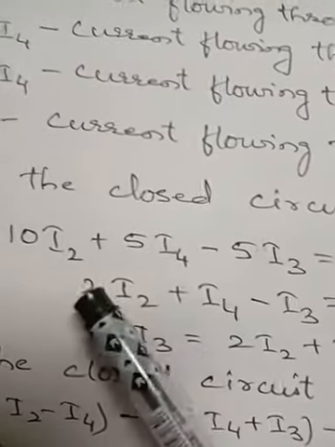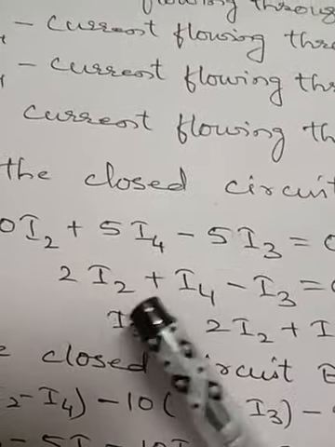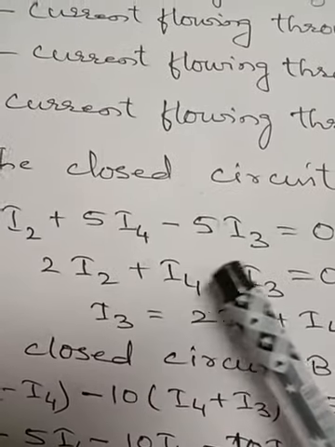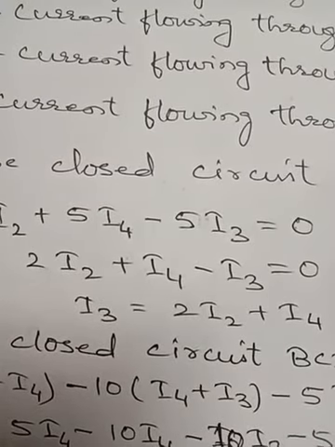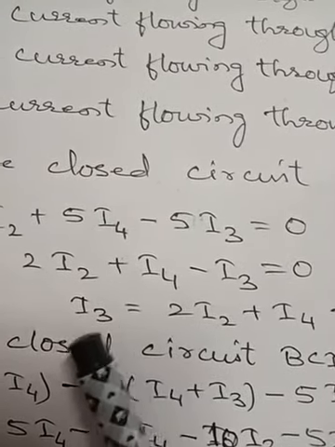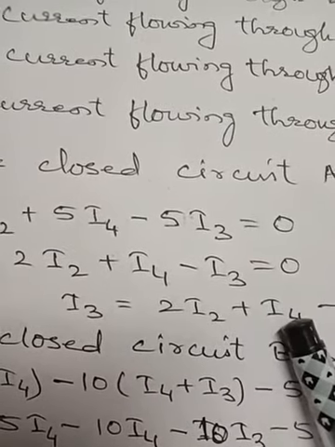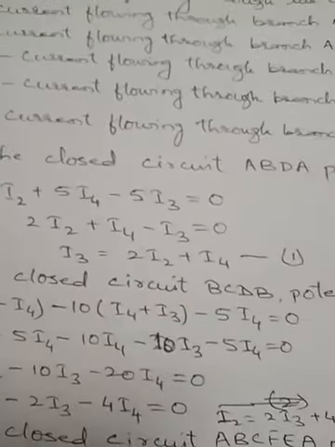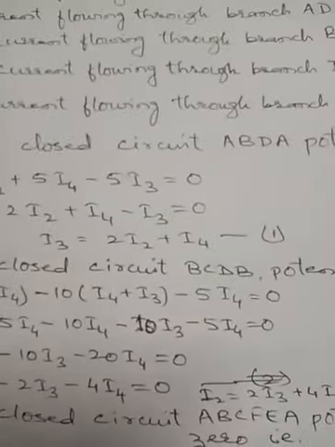Now here 10, 5, 5, so we can take 5 common. If you take 5 common, it will become 2I2 plus I4 minus I3 is equal to 0. So we can write this equation as I3 is equal to 2I2 plus I4. This we will call equation number 1. Clear? Okay. This problem is a little bit lengthy, but still we have to do it because this problem is very important.